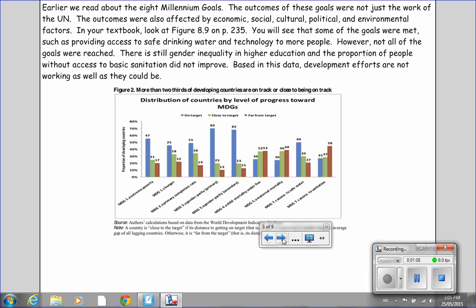You will see that some of the goals were met, such as providing access to safe drinking water and technology to more people. However, not all of the goals were reached. There is still gender inequality in higher education, and the proportion of people without access to basic sanitation did not improve. Based on this data, development efforts are not working as well as they could be.